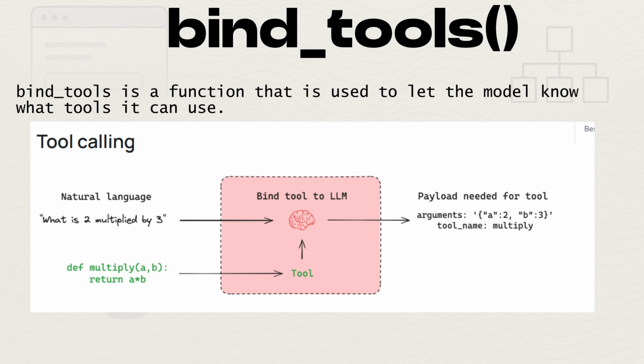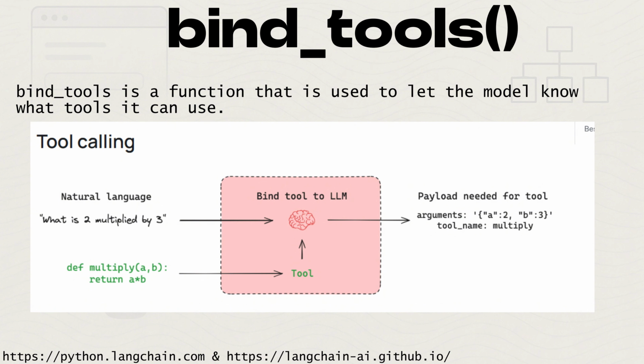So bind_tools is a function that is used to let the model know what tools it can use. You can see in this example from the documentation that there was a multiplication function that was attached, or bound, to the LLM. And with this approach, the LLM can start utilizing the multiply function. You can think about many other functions and tools that you want the model to be able to run and utilize.